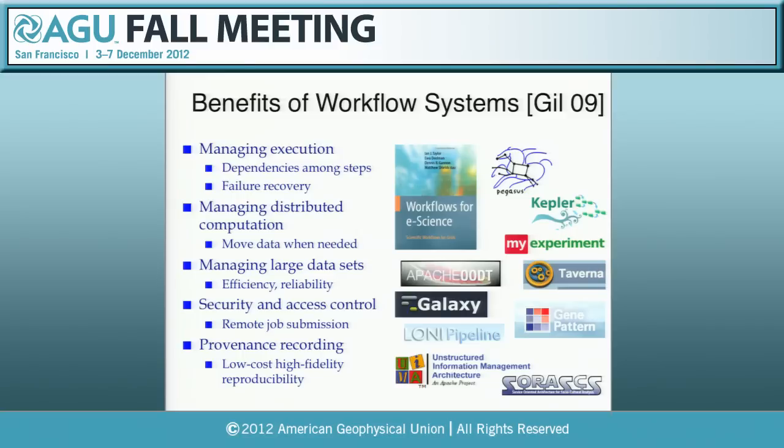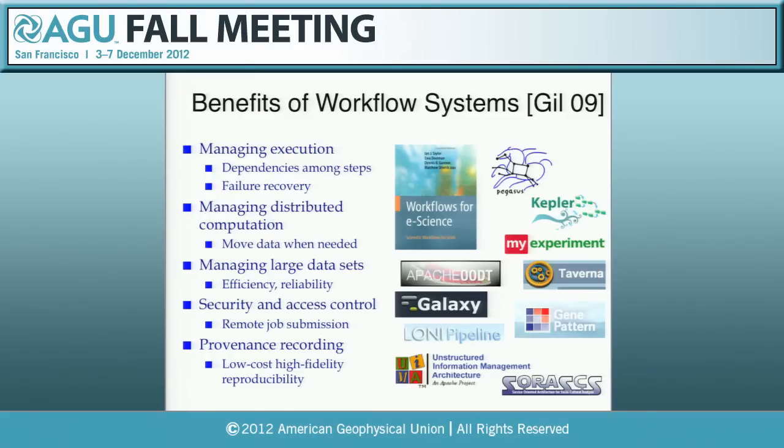Things that workflow systems can do include managing the execution of different steps for you. Even if they are parallel steps, they will know the dependencies between the jobs and when the different jobs need to start. They can also manage failure recovery.